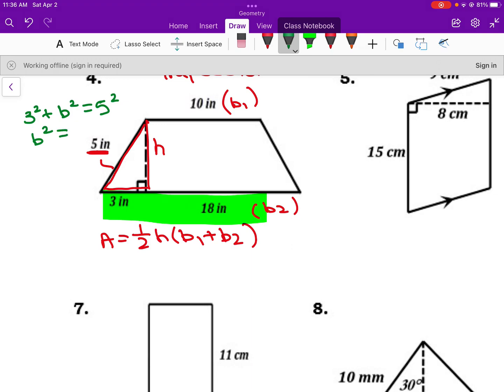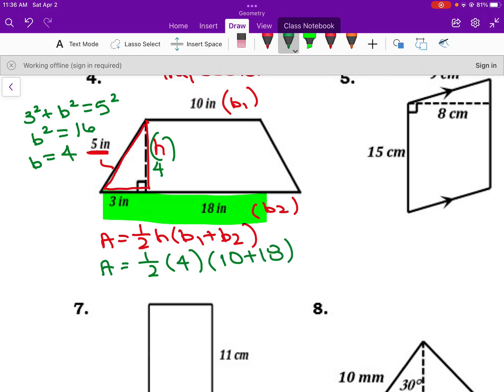And so if I rearrange here, b squared would be 25 minus 9, which is 16. Square root of 16, b is 4. So my height is actually 4. So plugging my values in, I have 1/2 times 4, and then we're multiplying 10 plus 18. If I crunch my numbers there, I'm looking at 28 times 4, dividing that by 2 to get 56. So my area here is going to be 56 inches squared.